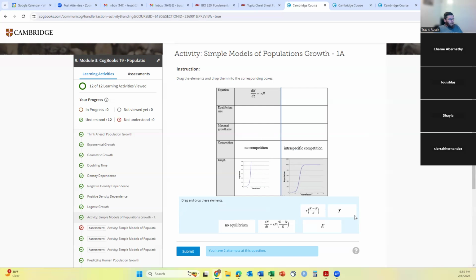Maximal growth rate, right? We're going to see just straight up r here. And then they change up the equation a little bit, but it's going to be this one here. Equilibrium size: there is no equilibrium with exponential growth, right? Versus the equilibrium size being carrying capacity here. And then the difference between the two different equations.